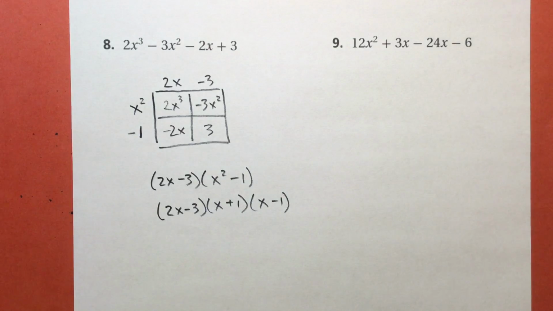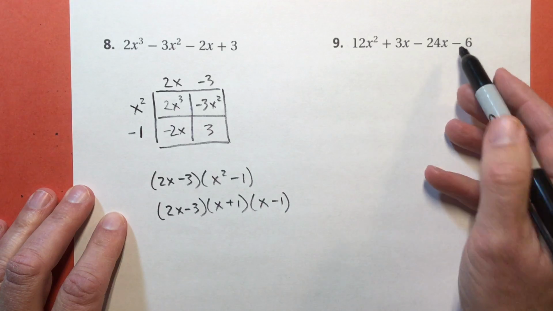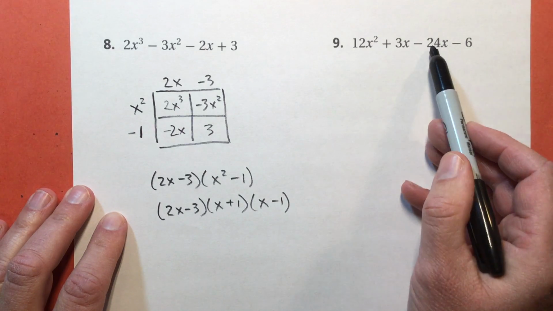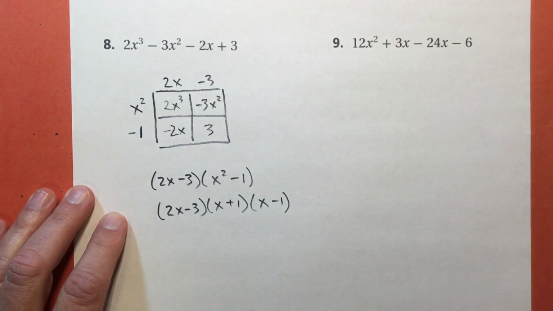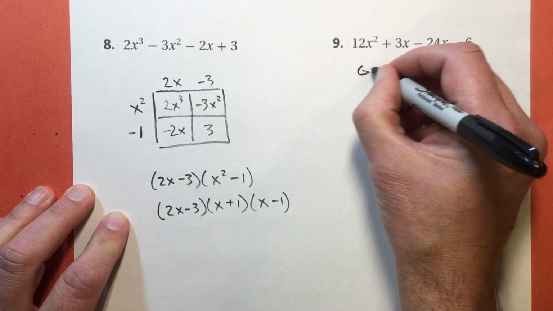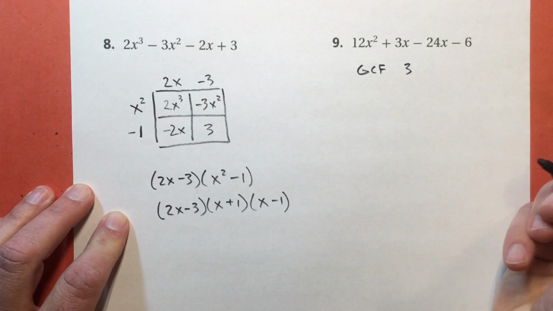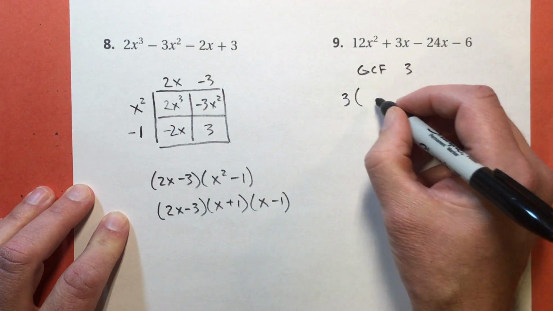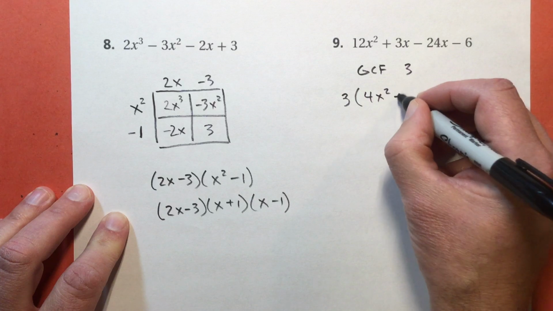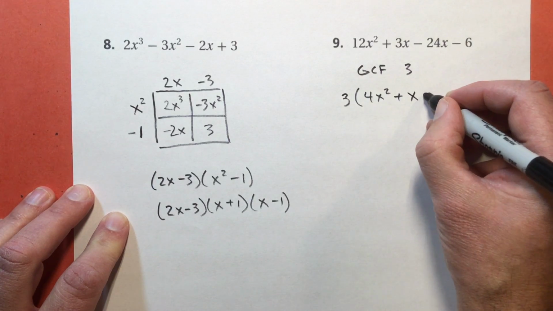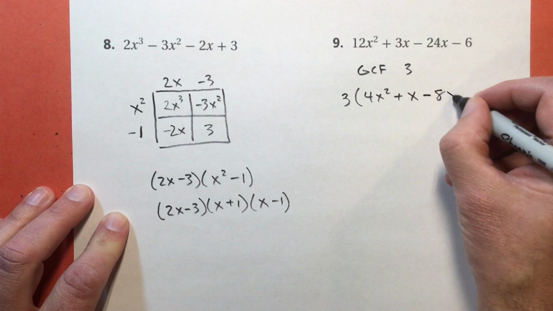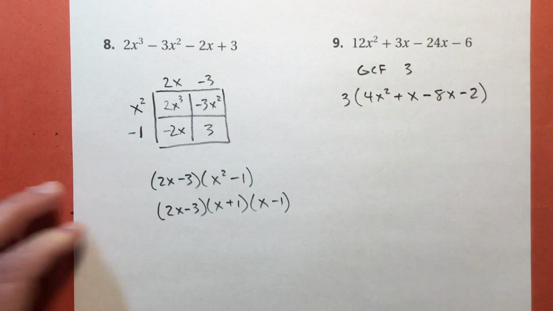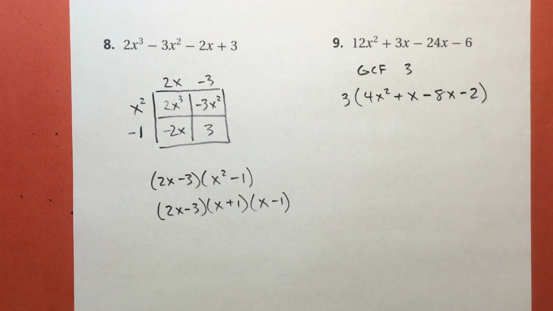All right, let's take care of one more here. Do I have a greatest common factor? I got 12, 3, 24, and 6. Yes. My GCF is going to be 3. So I have 3 times 4x squared plus 1x, subtract 8x, subtract 2. Now, this problem is way different than the other problems that we have. Have you noticed it yet?